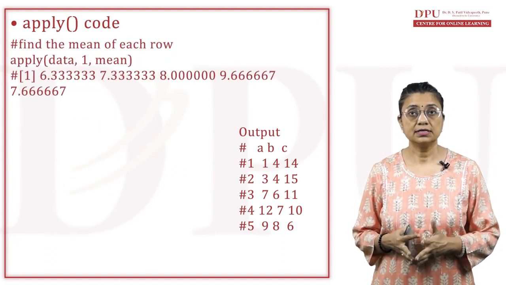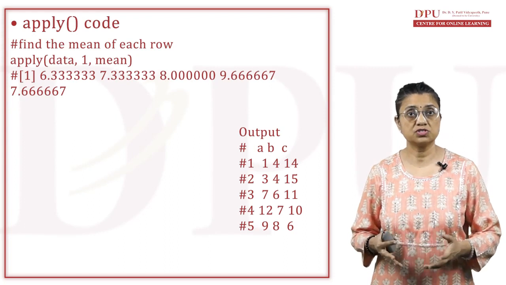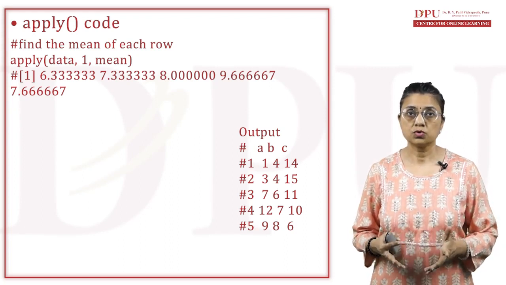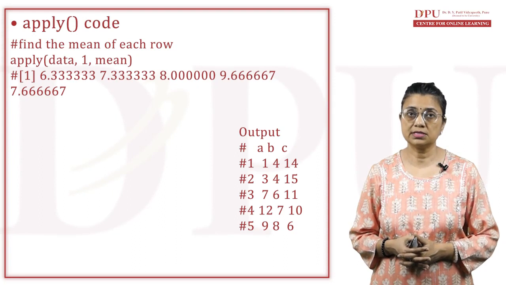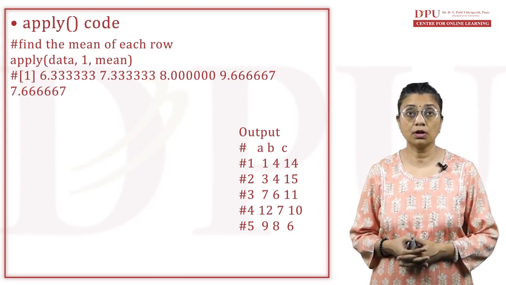Like that, we can see that the last one, the fifth row, is 9 plus 8 plus 6, which is equal to 23. So I hope you are finding it easy to understand. I will again explain the same thing with the help of a column example.